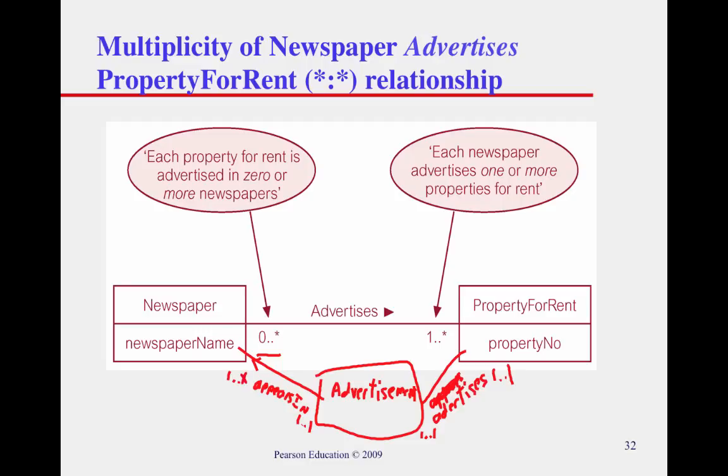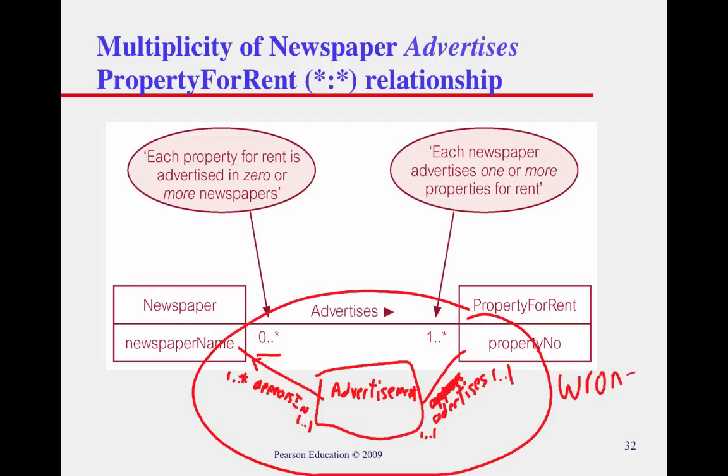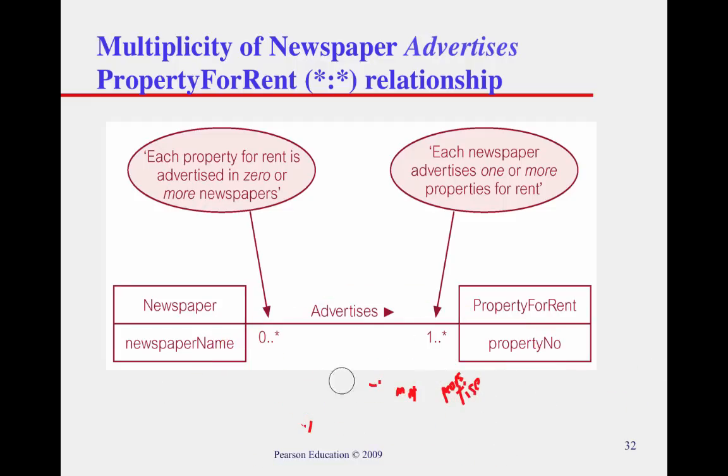So one-to-many. It could appear in one-to-many newspapers. And that totally obscures the fact that this, in fact, is a many-to-many relationship. So please don't write it like this. This is wrong. The way you should show it is as a many-to-many relationship.